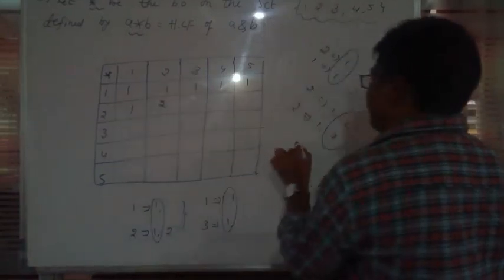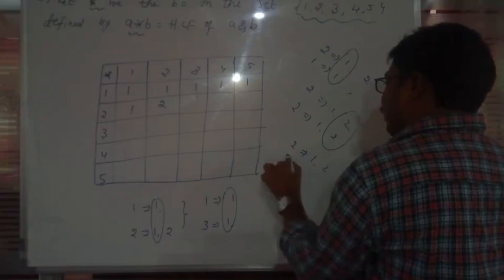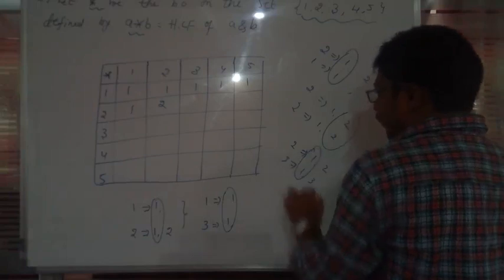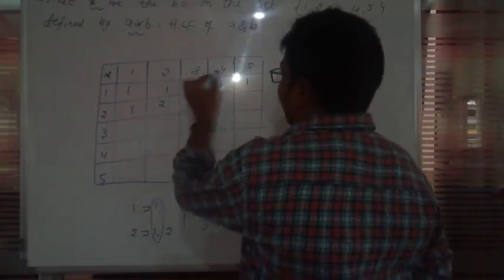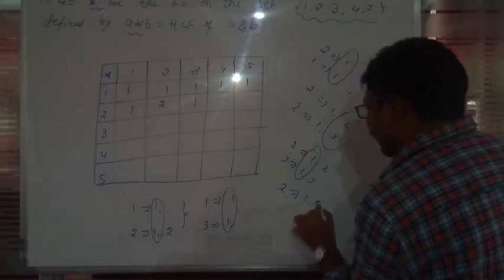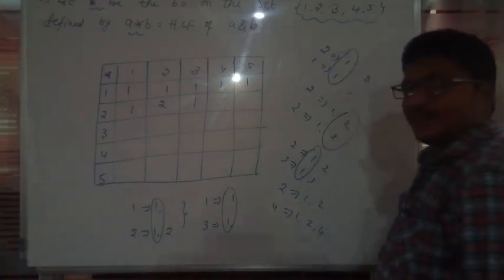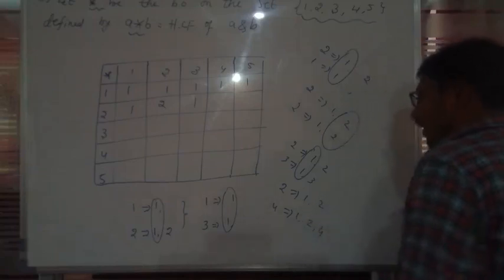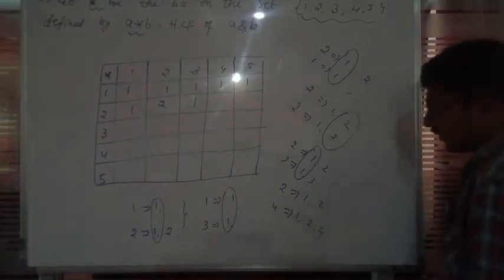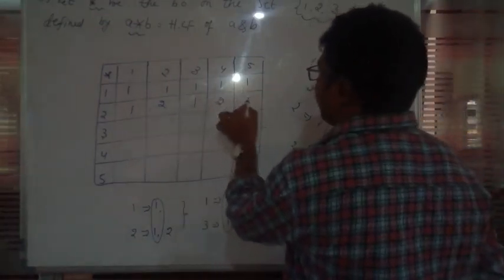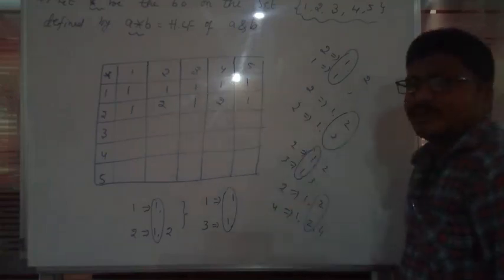And 2 and 3, what is the common factor? 2 is divisible by 1 and 2, 3 is divisible by 1 and 3, so the common value is 1. Then 2 and 4: 2 is divisible by 1 and 2, 4 is divisible by 1, 2 and 4. So the highest common factor is 2. And 2 and 5 gives 1, because 5 is not divisible by 2, it is an odd number.